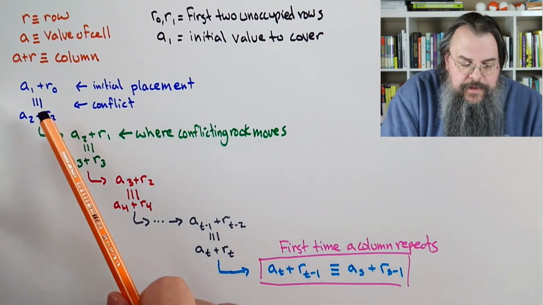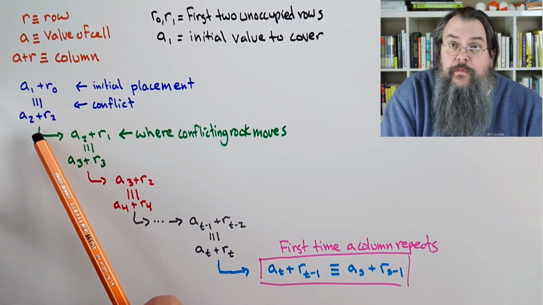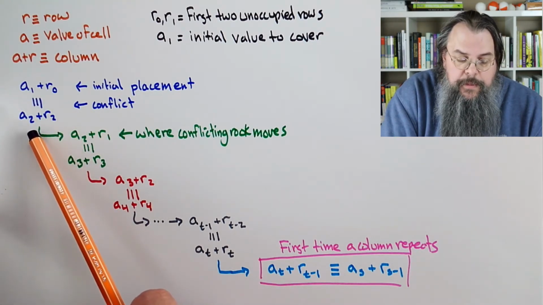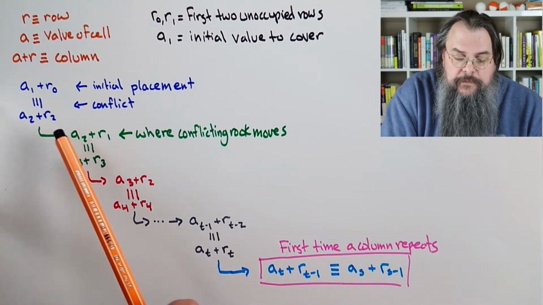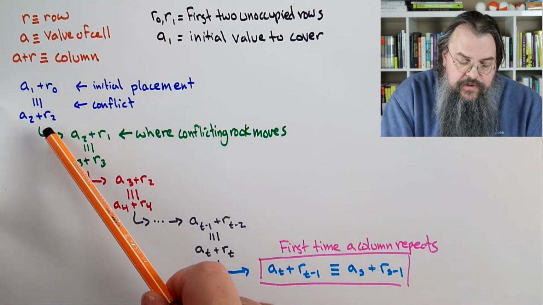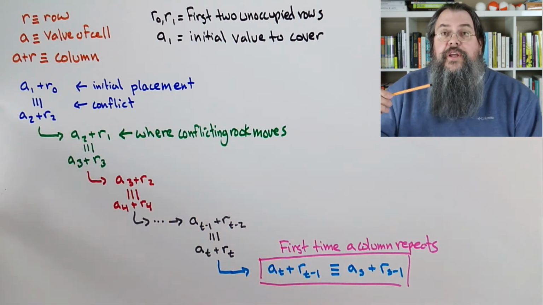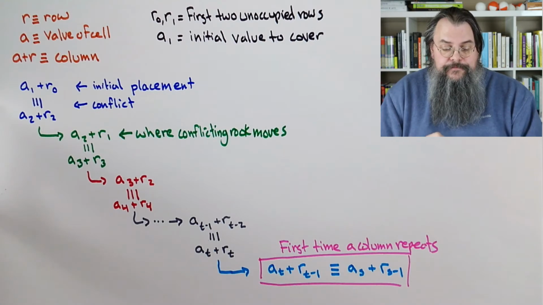And we resolve the conflict by taking this new rook here, and we move it. Now, it's still going to cover the same value, but it moves into the next row, which is R1. So we have A2 plus R1. So that's where the rook moves to, in particular, the column it moves into.